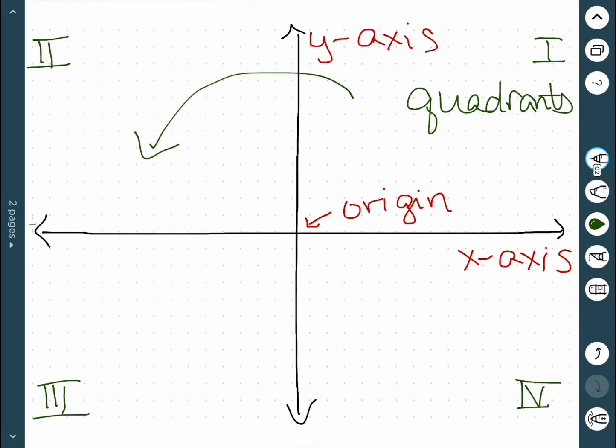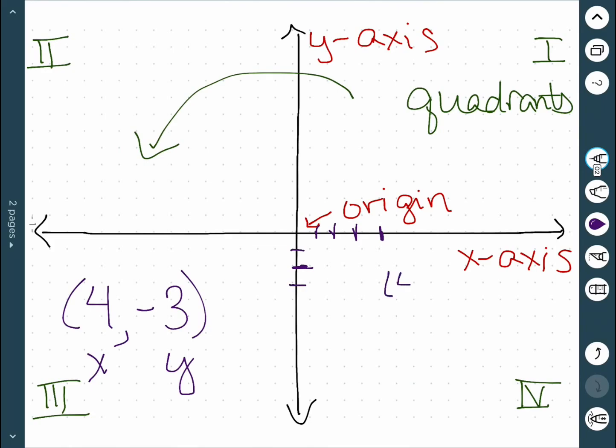And in general, if we want to consider an ordered pair, ordered pairs can be put on these graphs alphabetically, x and then y. X is horizontal and y is vertical. So essentially this tells us exactly how far over we need to go, which in this case is 4, and how far either up or down we need to go, which in this case we're going to go down, -3. So I have my point 4, -3.